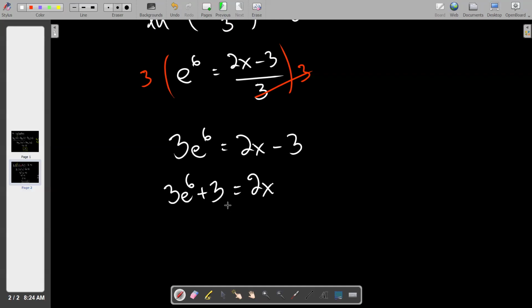Last step. Divide by 2 and you're done. x equals 3e to the 6th plus 3 divided by 2. My handwriting is on point today. I don't know if you've even taken the time to notice, but I'm just slaying it.